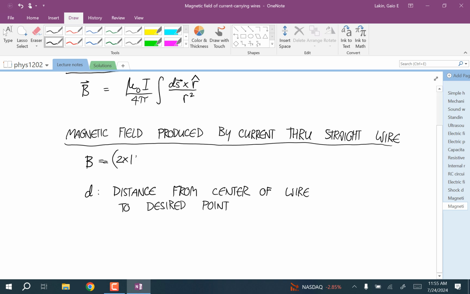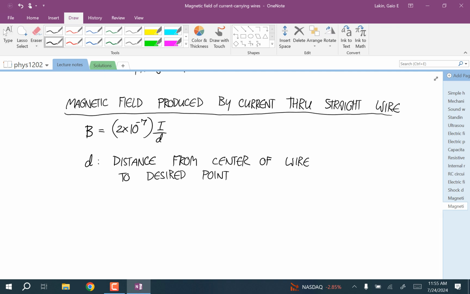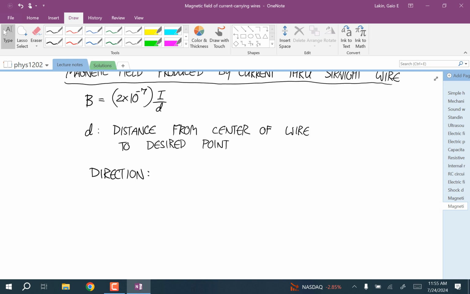2 times 10 to the minus 7 times the current divided by this distance d. Okay, and then you have to think about the direction. And as with most or all of this electricity and magnetism stuff, it involves the right-hand rule. And so we're going to use the right-hand rule.